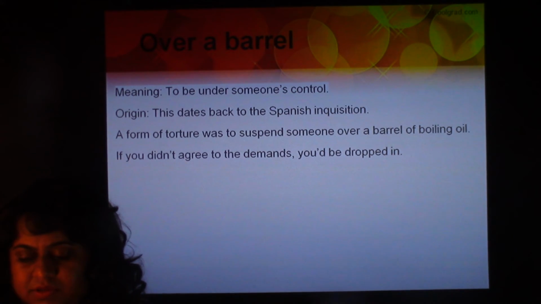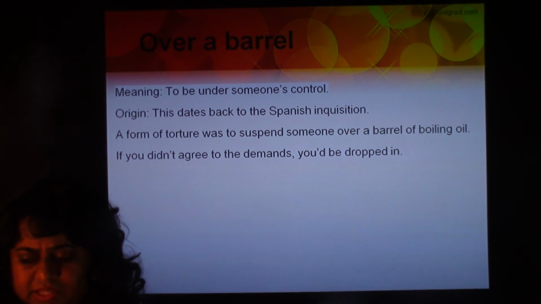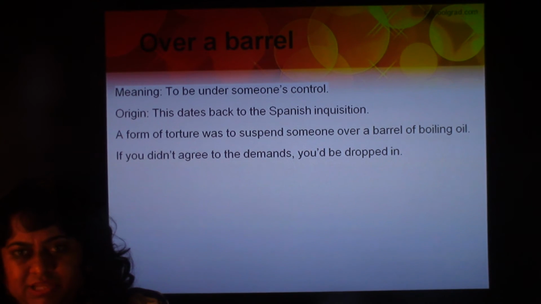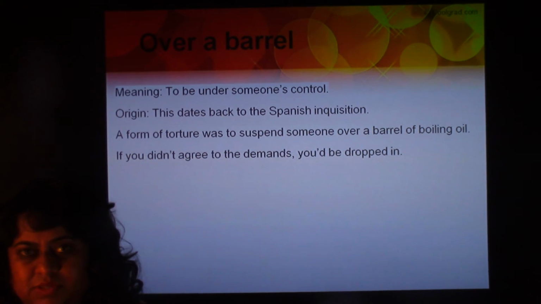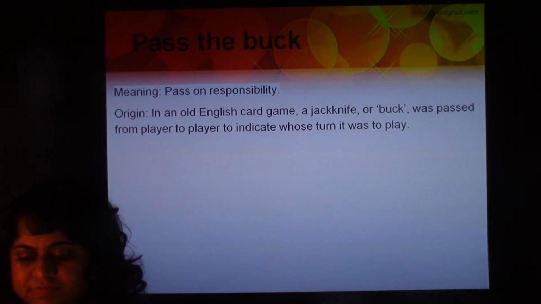Over a barrel means to be under somebody's control or threat. This dates back to the Spanish Inquisition. So a form of torture was to suspend someone over a barrel of boiling oil. If you didn't agree to the demands, you'd be dropped in. So that's what it means. You're over a barrel means you have no choice but to obey. You're under somebody's control. So that's what it means, over a barrel.